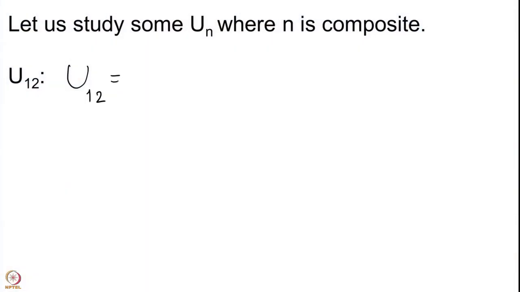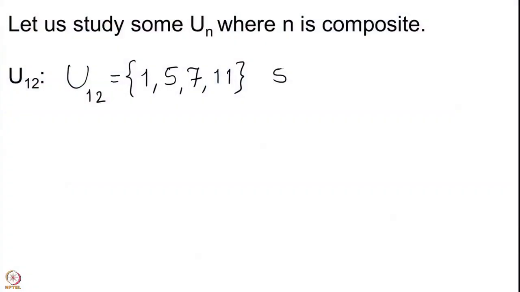Just as a curiosity, let us also look at U12. U12 has number of elements. So, 1, 2 will not come, 3 will not come, 4 will not come, but 5 comes, 6 will not come, and then 7 comes, 8, 9, 10, these 3 will not come. So, next one is 11 and of course 12 will not come.